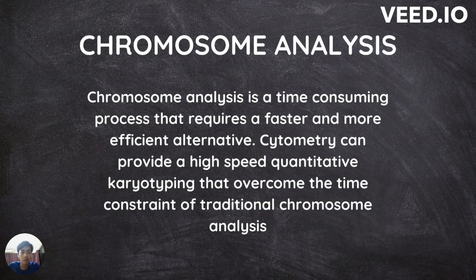Another example of the application is chromosome analysis. Chromosome analysis is a time-consuming process that requires a faster and more efficient alternative. Cytometry can provide high-speed quantitative karyotyping that overcomes the time constraint of traditional chromosome analysis, allowing more chromosomes to be analyzed in order to identify disease. So these are just some examples of the applications.